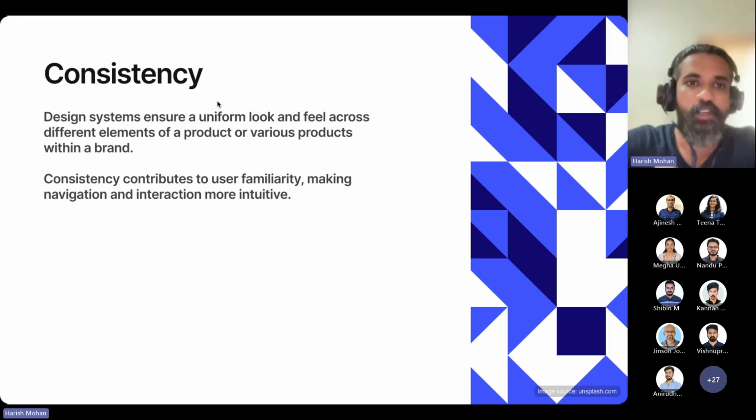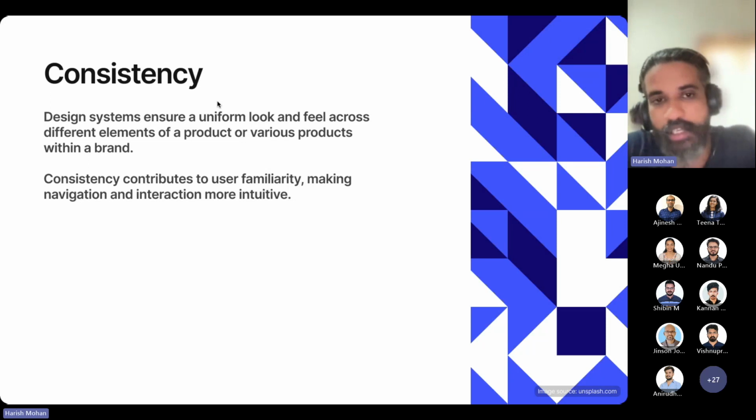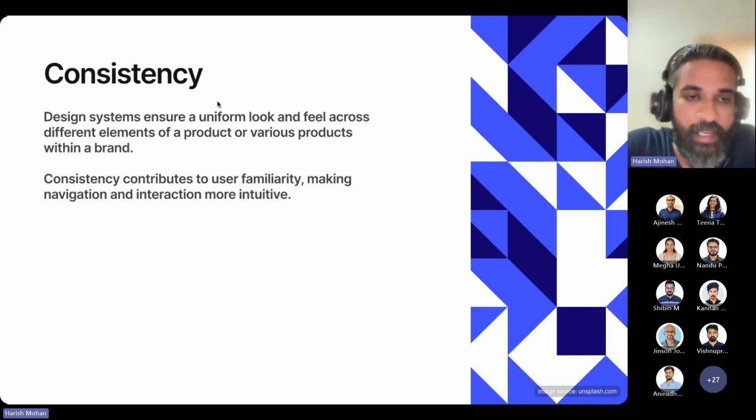So a design system ensures a uniform look and feel by guarding this visual and functional consistency. Consistency is very important because it contributes to user familiarity. So no surprises while browsing through any digital product, because a consistent pattern is maintained across the product, since everything is coming from a single source of truth. Every aspect like navigation and interaction will be very intuitive and will feel very familiar.